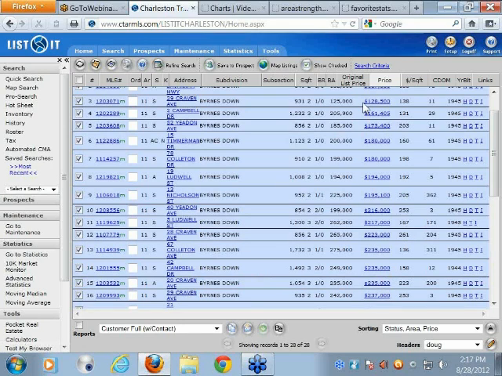I'm looking at everything. This is a good question. Mama Liz wants to know if I'm looking at just the solds or what am I looking at. I'm looking at the entire list, which includes the solds, the actives, and the contingents. I want to put it all together and give myself sort of a range of where I want to price this house. I don't actually tell a seller exactly what he ought to price a house for. I give him kind of a range.